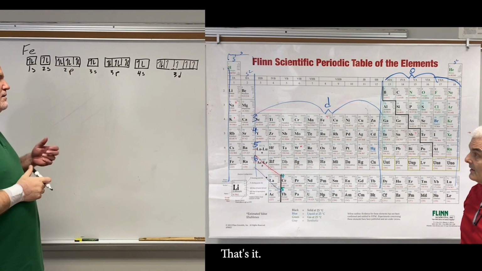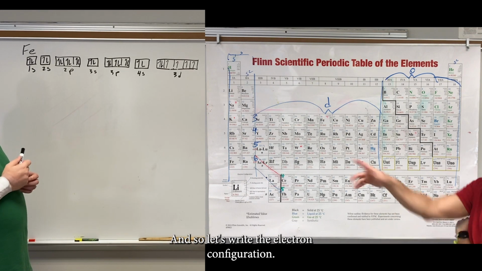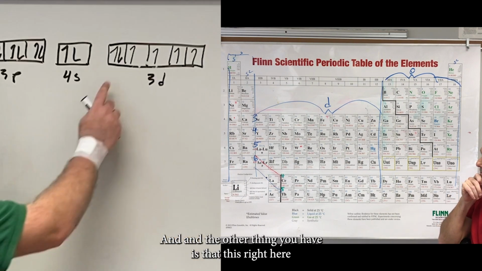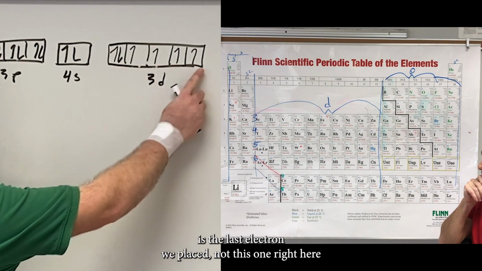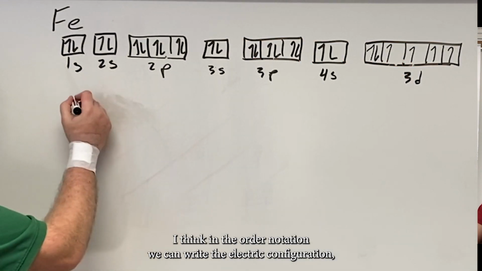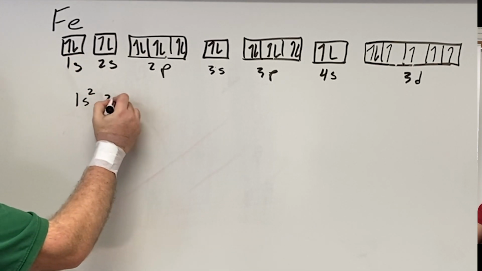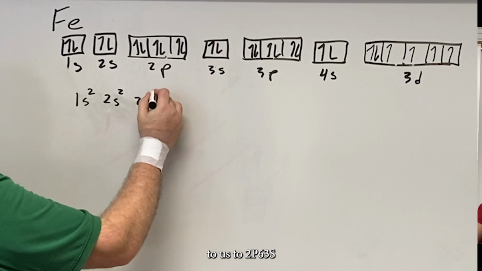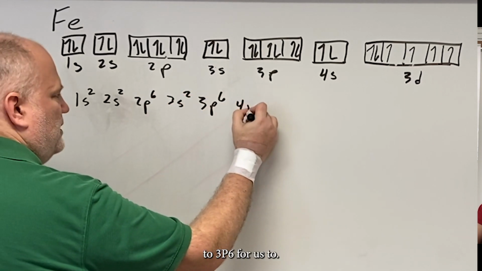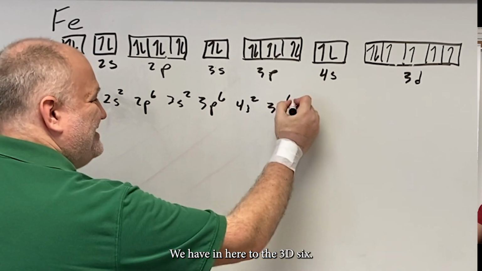That's it. Now, there's a shortcut notation that we can do. So let's write the electron configuration. The other thing you need to be aware of is that this right here is the last electron we placed, not this one right here. After we've done the orbital notation, we can write the electron configuration just by writing the number of electrons as superscript. So 1s2, 2s2, 2p6, 3s2, 3p6, 4s2, and then 3d, if we count up the number we have in here, it's going to be 3d6.